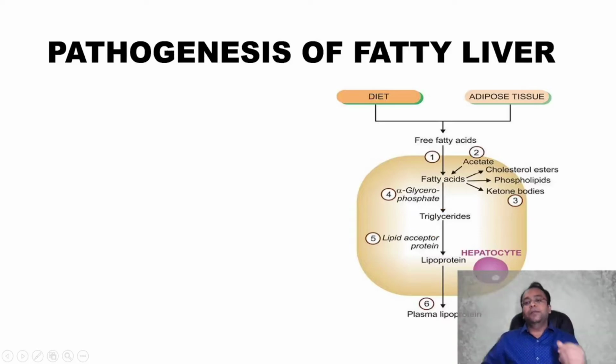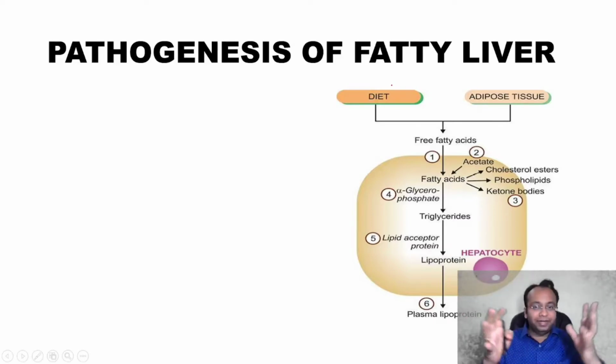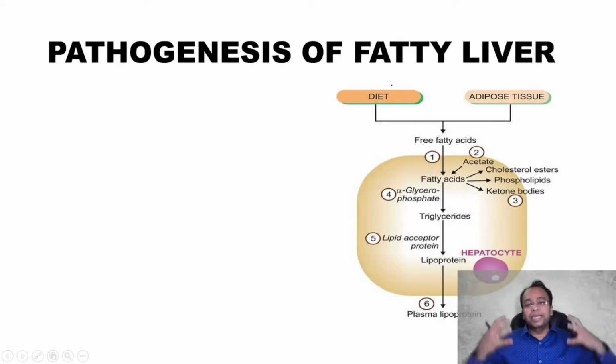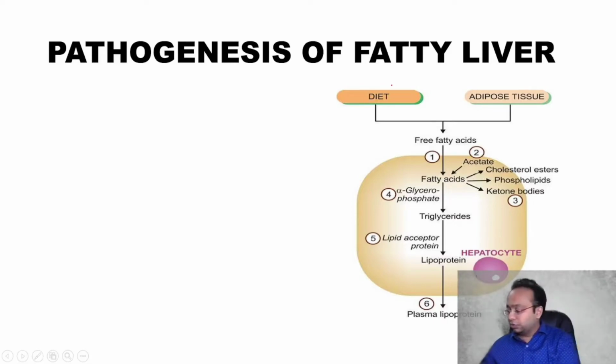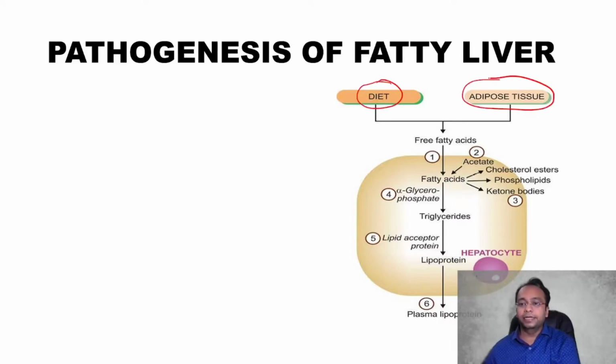All right, now let's see the pathogenesis of fatty liver, how it occurs. Pathogenesis means mechanism of the development of fatty liver. Before you understand the pathogenesis of fatty liver, you need to understand how fat is metabolized in the liver. Why is fatty change common in liver? Because liver is the major organ for lipid metabolism. So see how lipid is metabolized in the liver. You can get free fatty acid from the diet or from the adipose tissue. If you take it in the diet, then it will be absorbed from the intestine and will get converted into free fatty acid. And from the adipose tissue also you can get the free fatty acid.